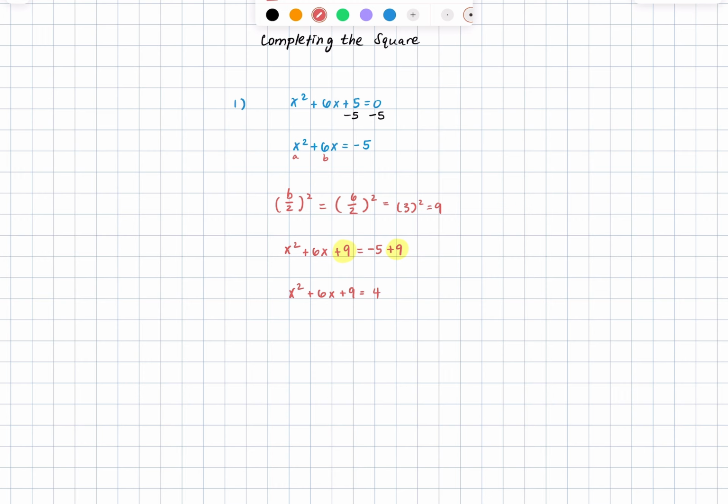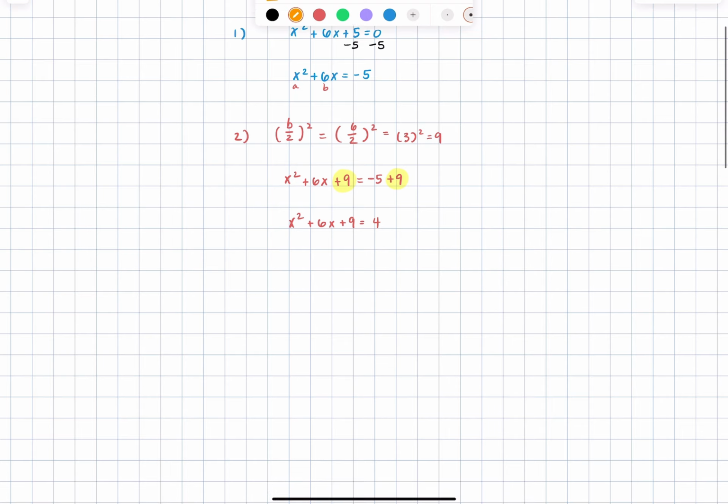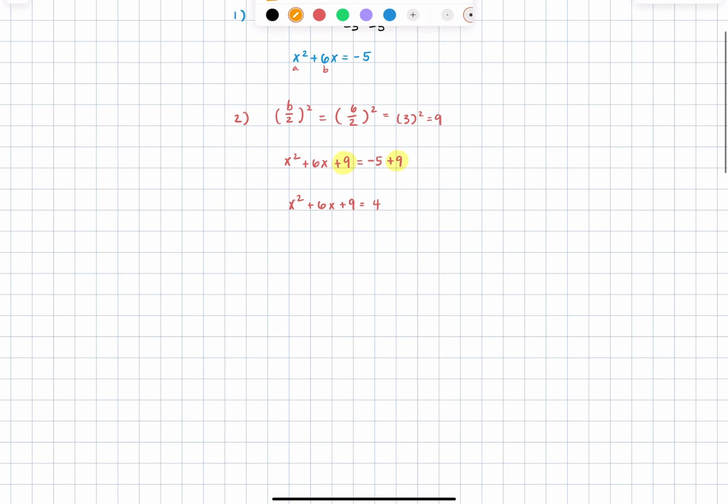Now that I've done my second step, I'm going to move on to my third step, which is condensing this, rewriting the left side as a perfect square. So, two numbers that multiply to give me 9 and add up to give me 6. This is a perfect square because the numbers are the same. 3 times 3 is 9. 3 plus 3 is 6. So x plus 3 squared gives me 4.